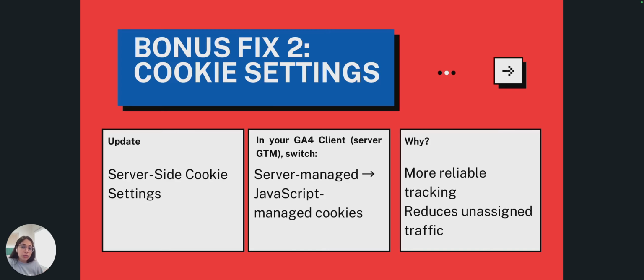The other thing you can do is update your server-side GTM cookie settings. In your GA4 client, which is usually in your server container, switch from server managed to JavaScript managed cookies. This gives you more reliable tracking and can reduce unassigned traffic. Some browsers may still expire cookies quickly, but it is a big step for missing data.